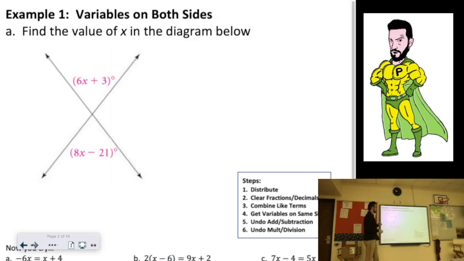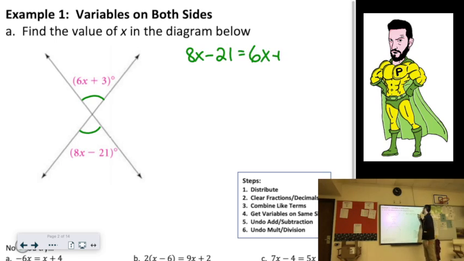Find the value of x in the diagram below. Now, when you get to geometry, you're going to see stuff like this all the time. These angles that are opposites like this, they're diagonal from each other, they're called vertical angles, and they are equal to each other. So we could set up an equation here and just say 8x minus 21 equals 6x plus 3.